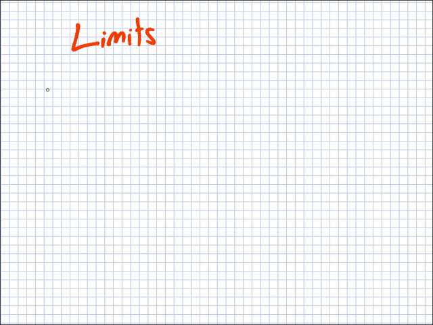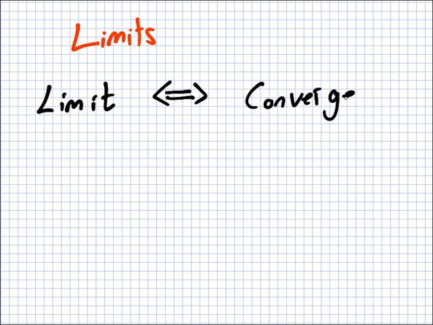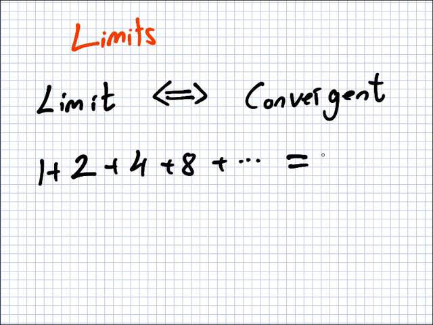Before we get started on that, just know that you have a limit when you have something which is convergent. And we remember convergent as a word from earlier last week, wasn't it? So, for example, if I have something like 1 plus 2 plus 4 plus 8, etc., if we were to continue to infinity, this is divergent.